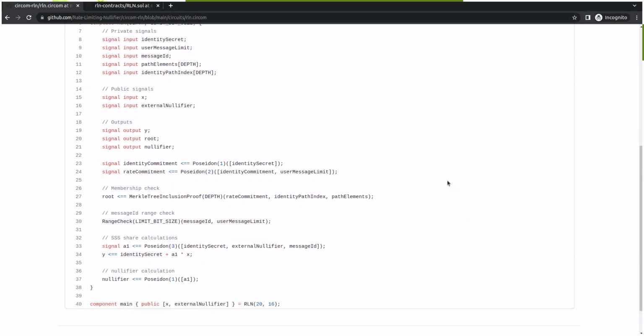Okay, no problem. The thing is, with the scheme I described before, if we have a higher degree polynomial to have a higher message limit, then for each message the user sends, the user will have the same nullifier for each message. Do you understand why?